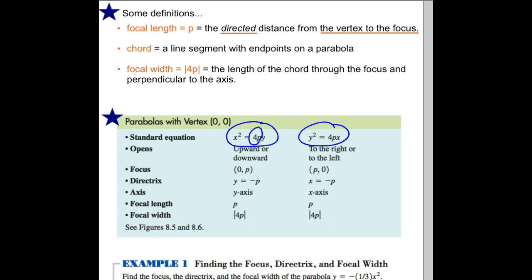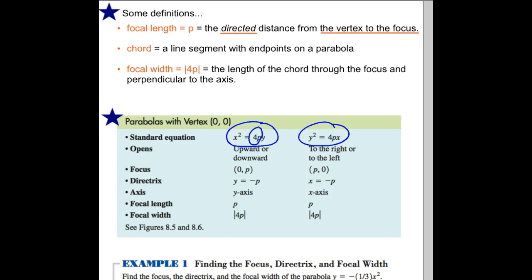The focal width is the length of a chord that goes through the focus and has endpoints on the parabola. So that's going to give us a way to get 2 other points beside our vertex, so we know how wide this parabola is supposed to look. The information in our chart here is just a summary of everything that we've had in the pictures.